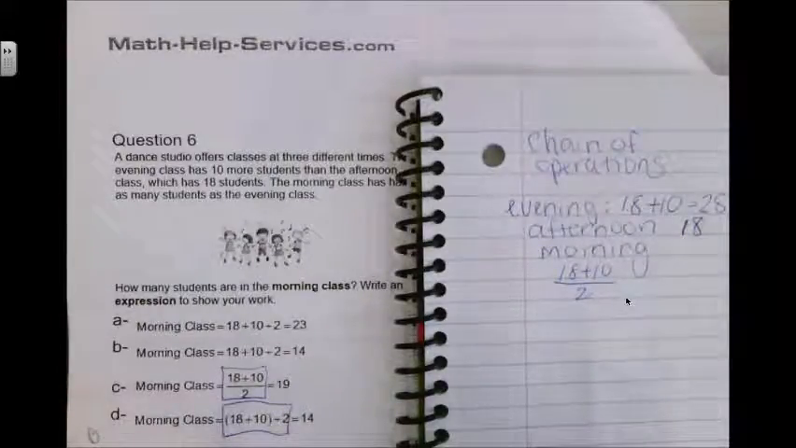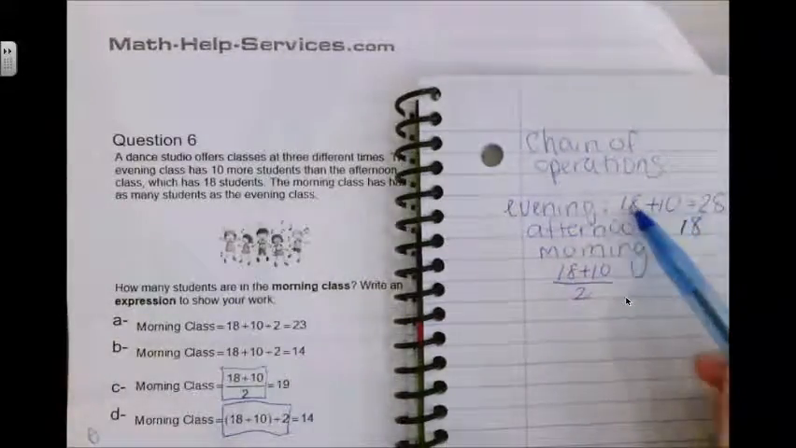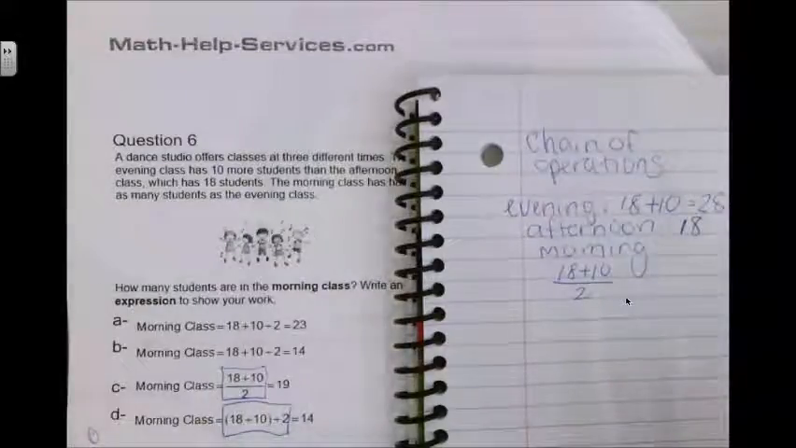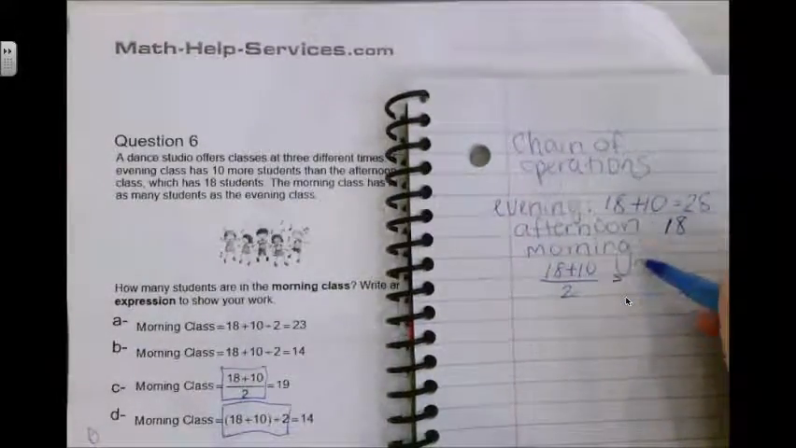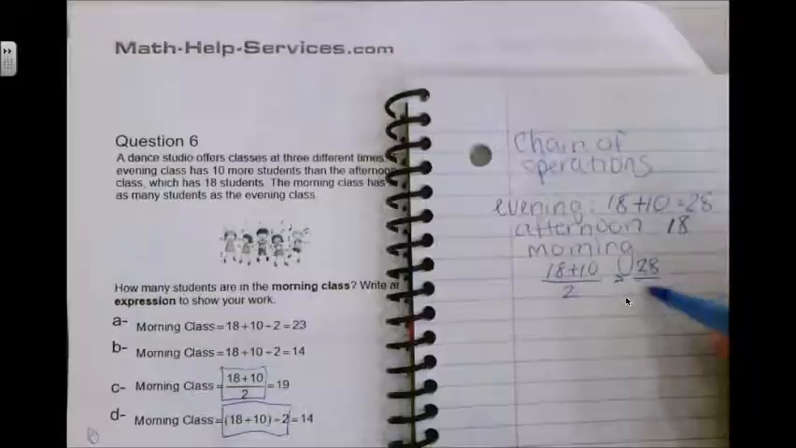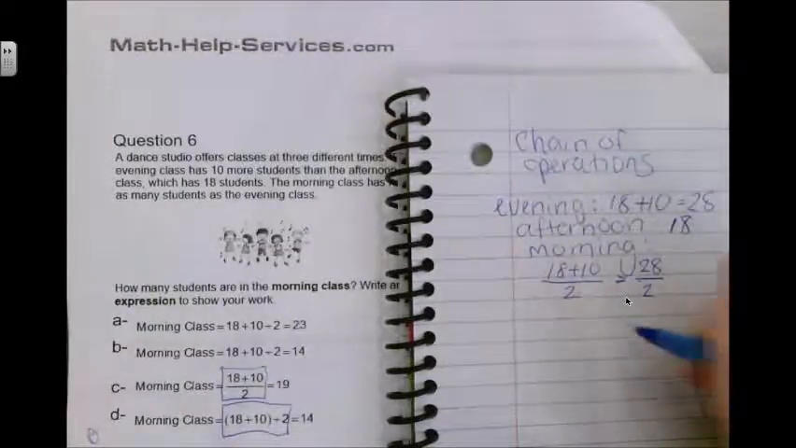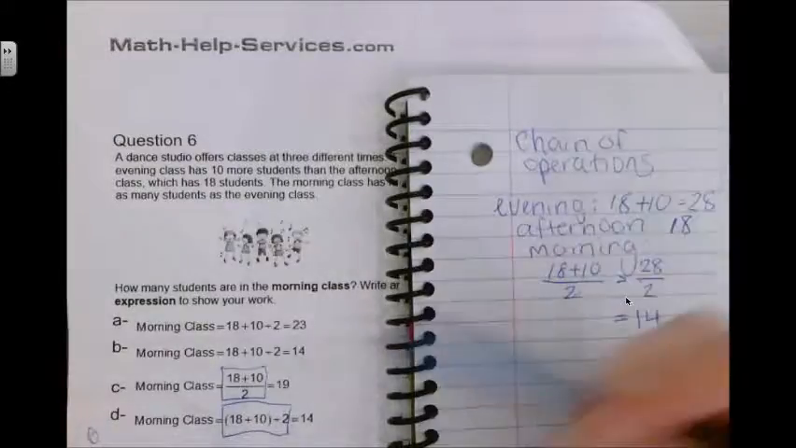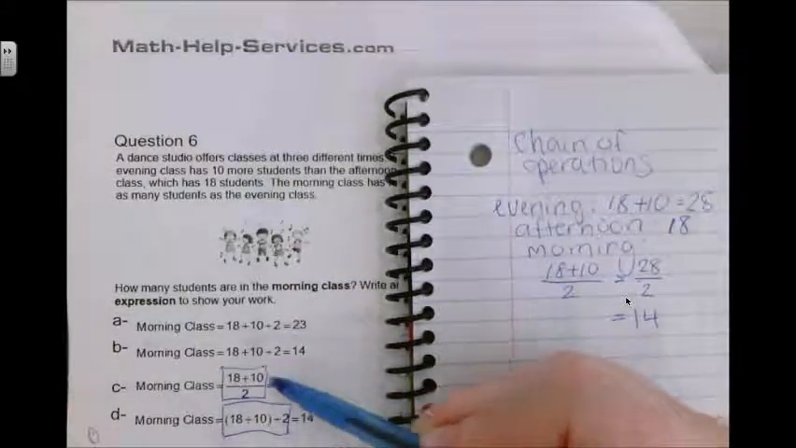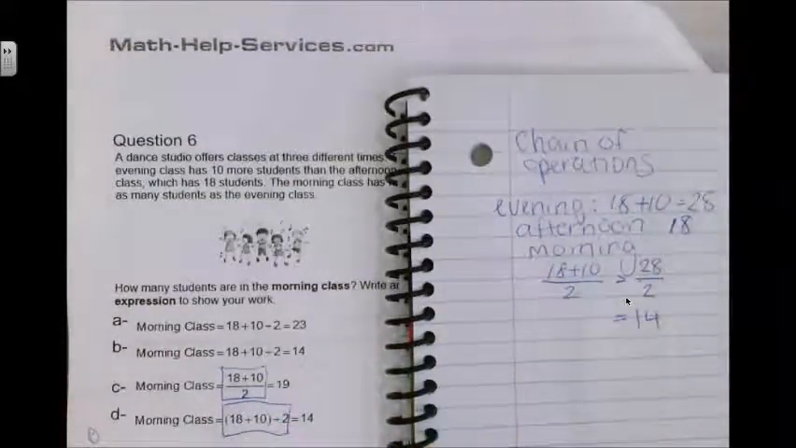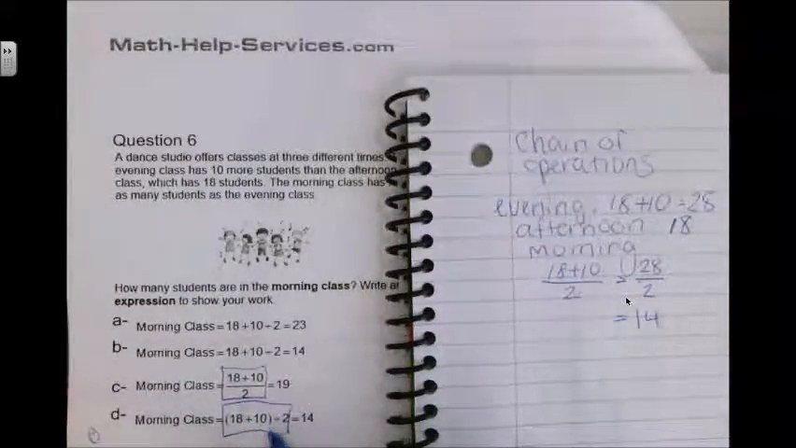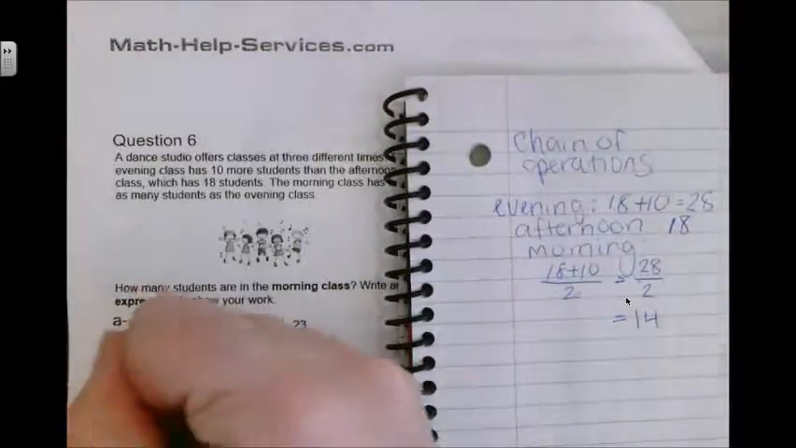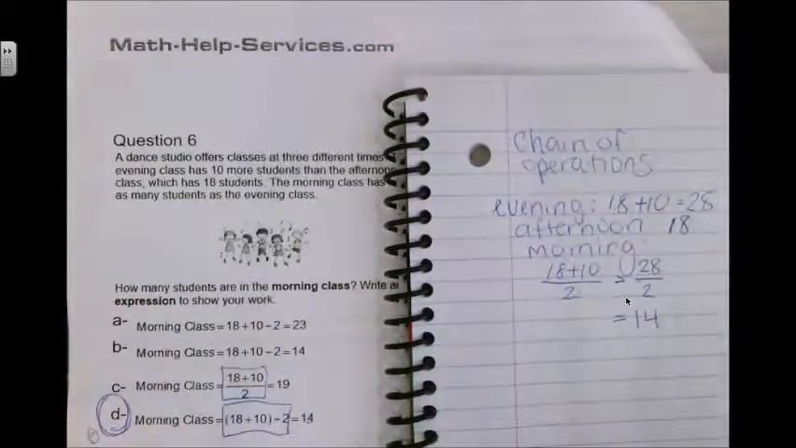So now that you actually go and calculate it, like we said, 18 plus 10 is 28. So 28 divided by 2, and when you do 28 divided by 2, the answer is 14. So here in C, it said it was the right calculation, but it was telling you that the answer was 19. D says 18 plus 10 divided by 2 equals 14. So D is the right answer in this case.